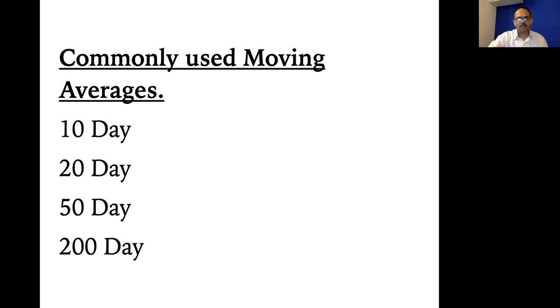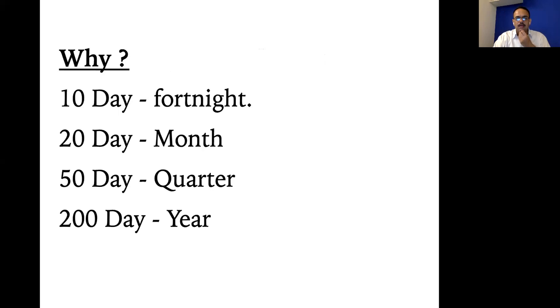the graph. 20-day moving average, 50-day moving average, 200-day moving average. Now, why 10-day? How many working days are there in a week? Like how many days will the stock market normally be operating in a week? Any idea? 5. So 2 weeks is a fortnight. Yes. So the 10-day moving average is usually used to cover a fortnight.